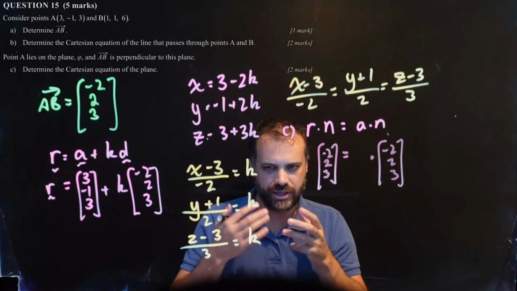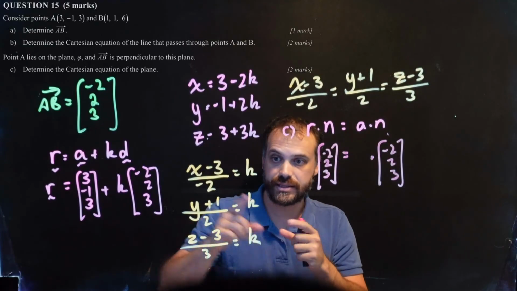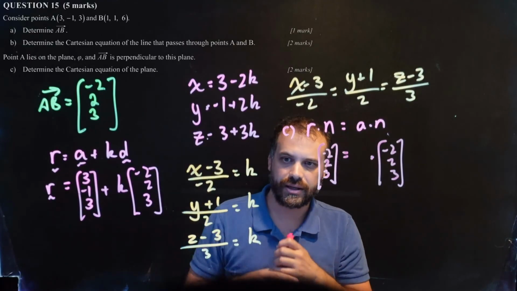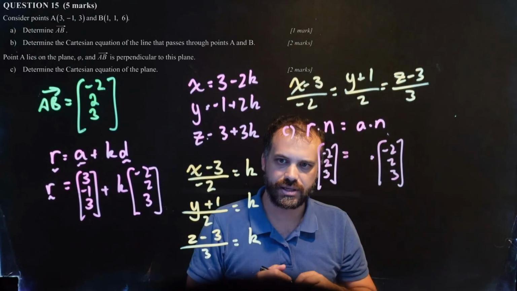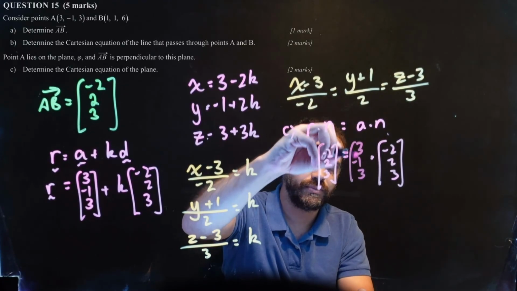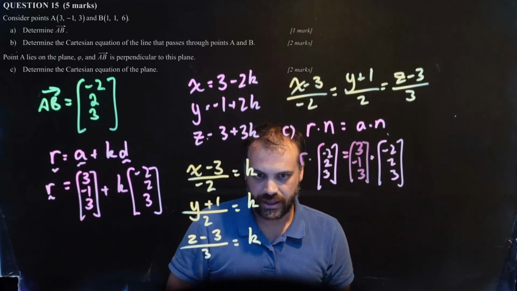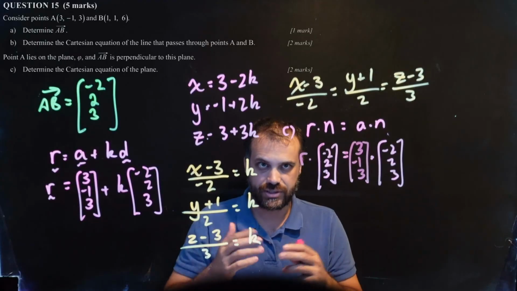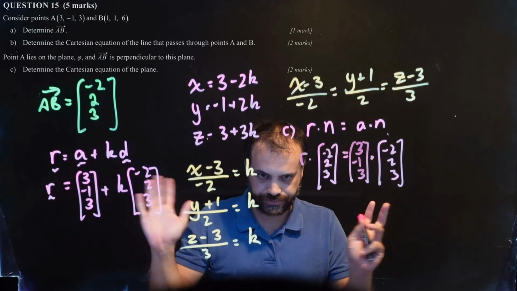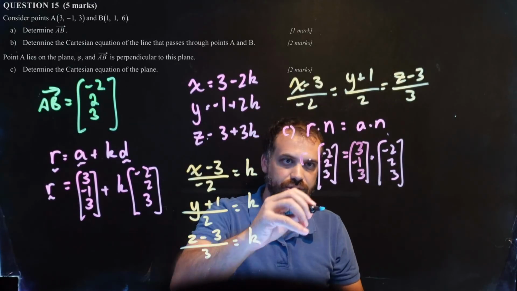Now, A is a point on the plane, and it tells us here that point A is 3, negative 1, 3. Now, R, what's R? All and every vector that ever existed, just X, Y, and Z. Okay, so this here, we actually have to do that as a dot product.